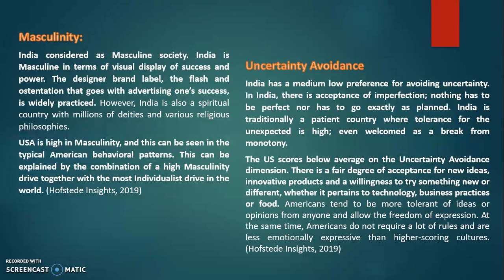Uncertainty avoidance. India has a medium-low preference for avoiding uncertainty. In India, there is an acceptance of imperfection. Nothing has to be perfect, nor has to go exactly as planned. India is traditionally a patient country where tolerance for the unexpected is high, even welcomed as a break from monotony. The US scores below average on the uncertainty avoidance dimension.